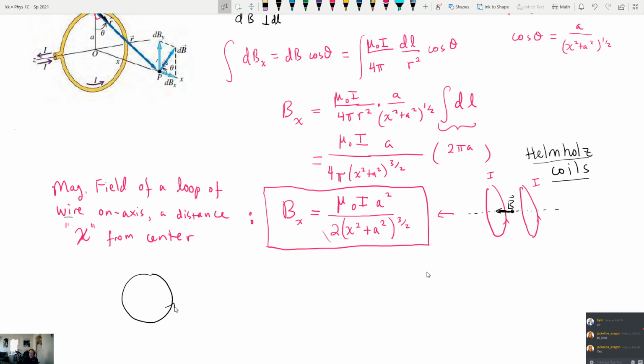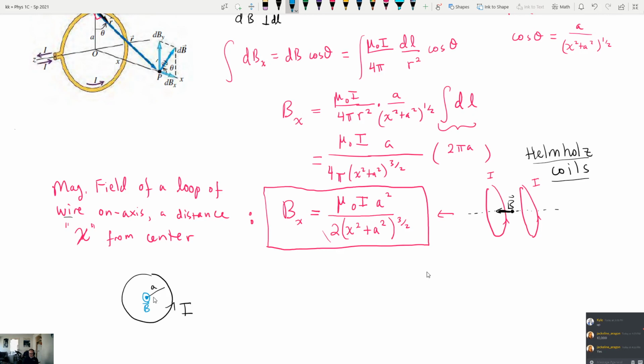So say that I take a wire, it has a current I flowing like this, and I come to a point right at the center with a radius A. I could ask the question, what's the magnetic field at that location? The answer is that the magnetic field at that location is going to point out of the page like this, right?